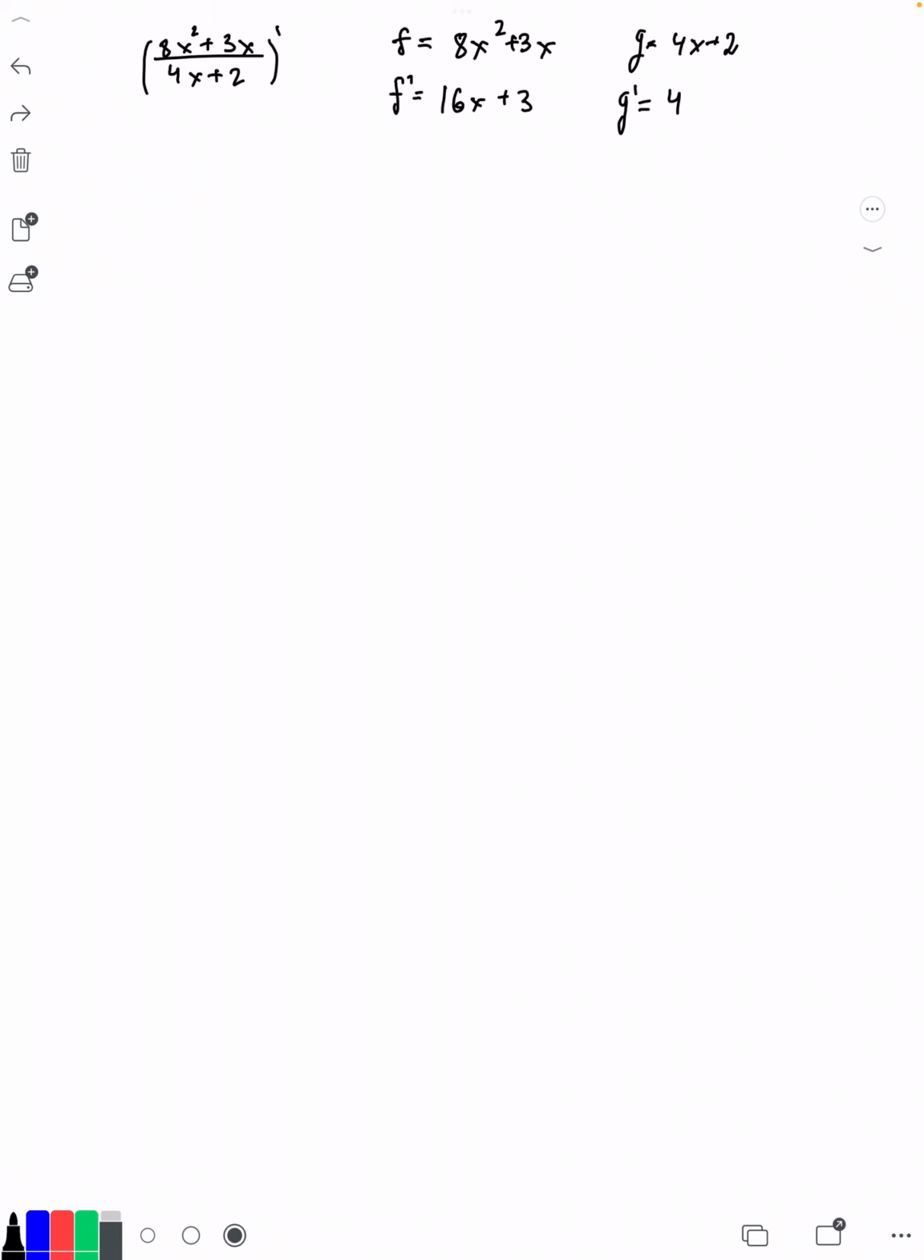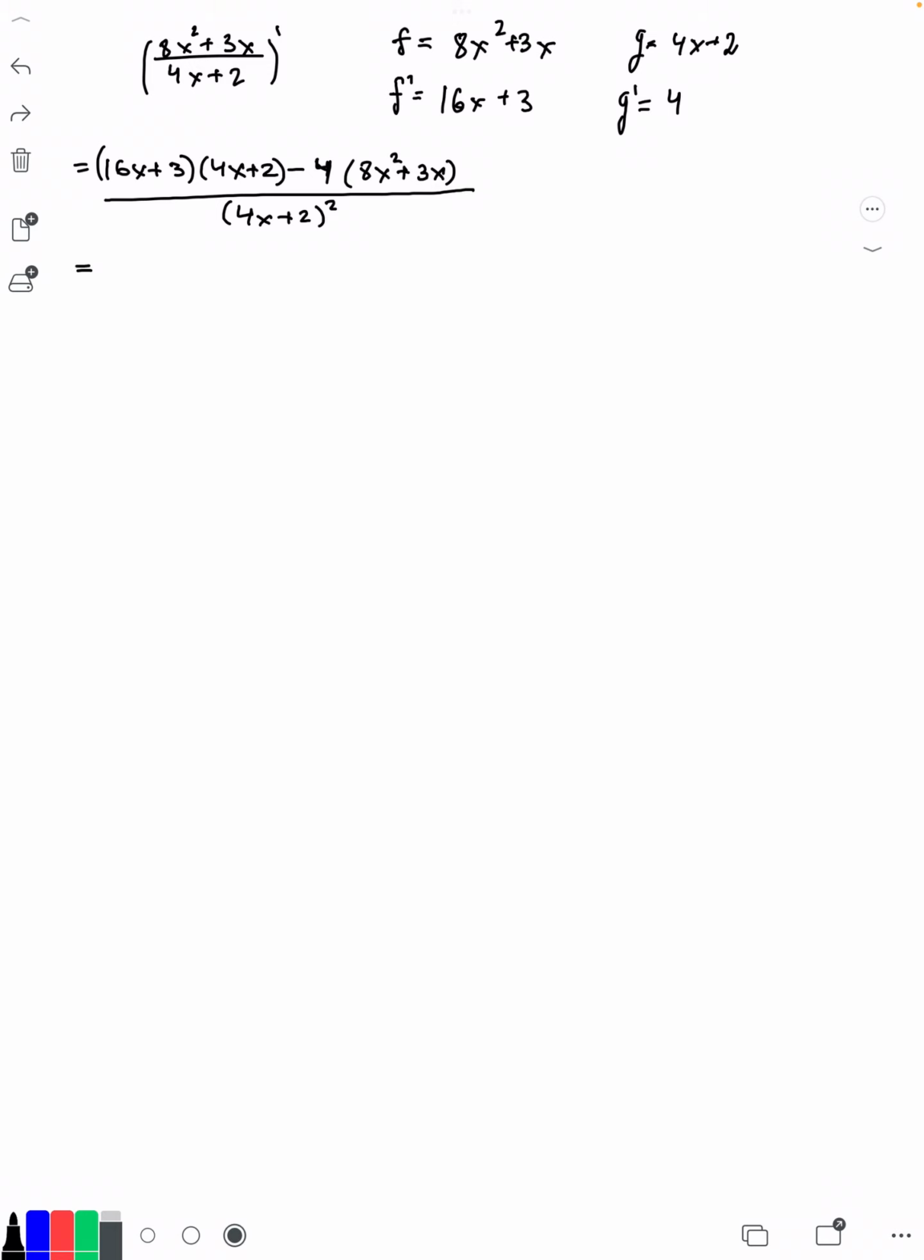Now we're gonna plug in, so we're gonna have 16x plus 3 multiplied by 4x plus 2, minus, we can put g prime first, 4, and that multiplied by 8x squared plus 3x. And all of that is divided by 4x plus 2 squared.